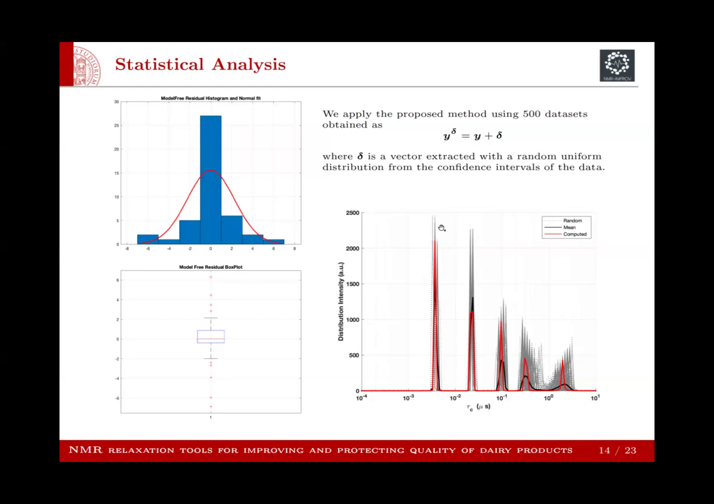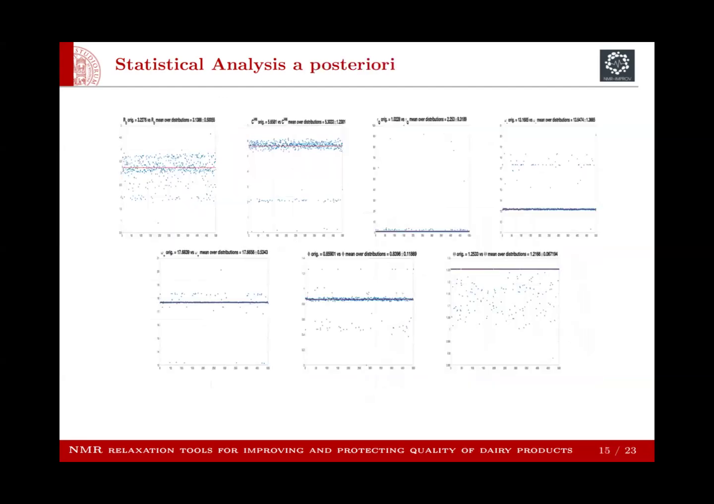So in this case, we have 500 correlation time distributions. And of course, we will have also 500 values of the parameters that we extracted. For example, in this case, I reported 500 values for R0 and the 6 parameters of the quadrupolar effect. This can lead to obtaining a confidence interval for these parameters in order to have a more robust estimation of the parameters.